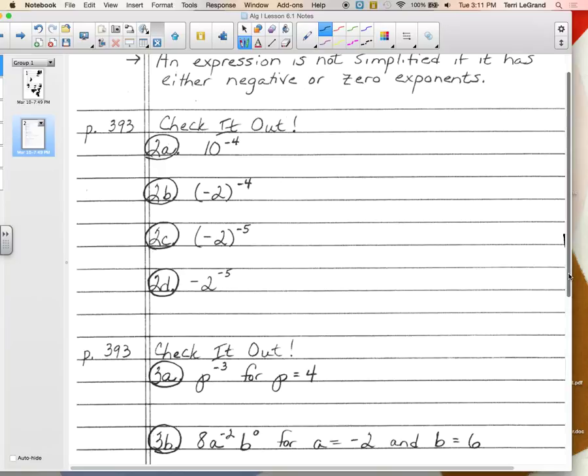Okay, let's go. What? 2a, 10 to the negative 4 power, we're not using our calculators. The first thing we're going to do is rewrite this without a negative exponent. What would it look like? 1 over 10 to the 4th power. Yes, we're going to show this. And 1 over 10 to the 4th power, we're not going to put that into our calculator.